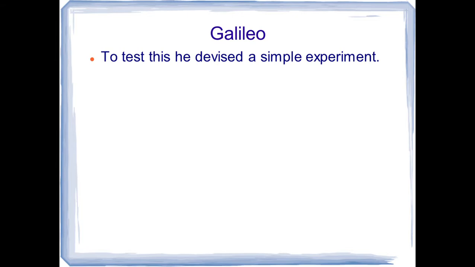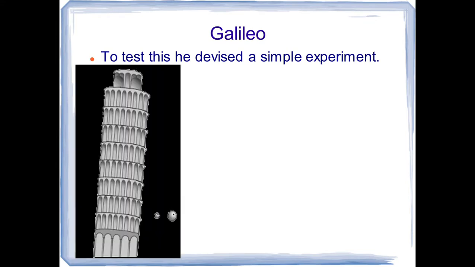So he came up with a fairly simple experiment. The one you hear about in pop culture and see sometimes even in textbooks is the idea he went up on top of the Leaning Tower of Pisa and dropped different weight objects and saw that they would fall at the same rate. Turns out that that's not true.